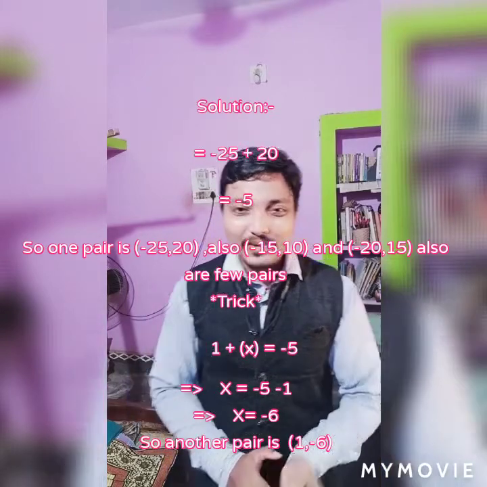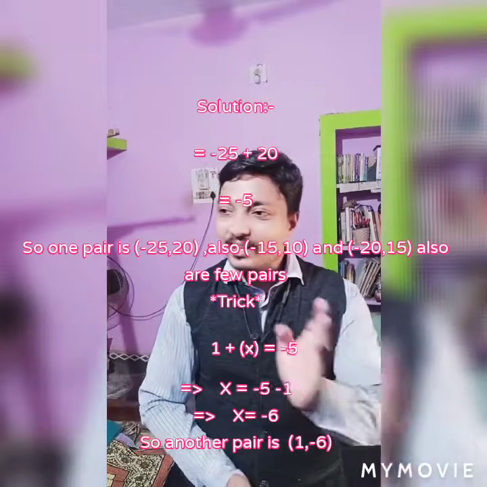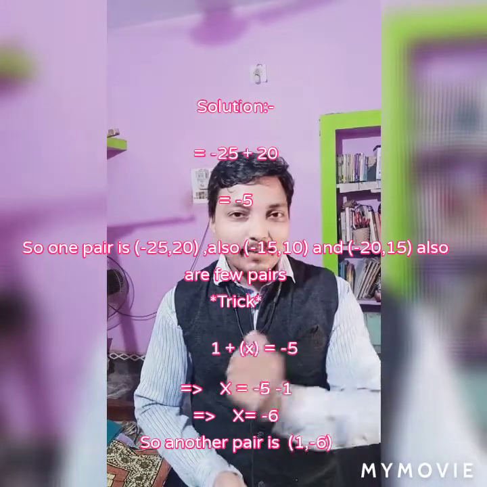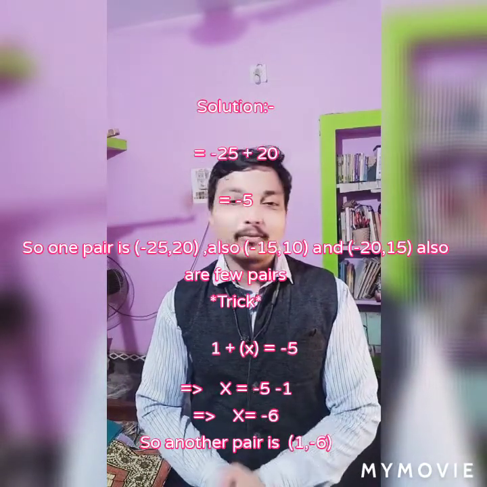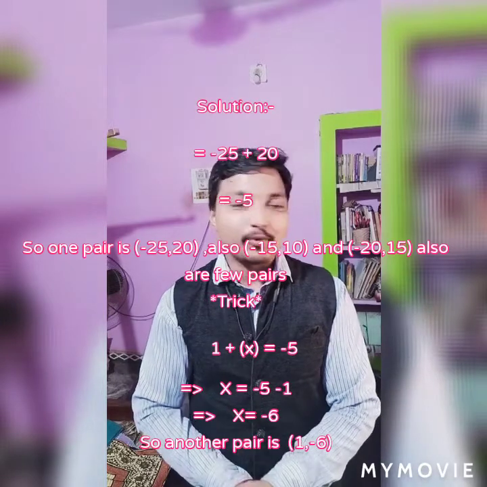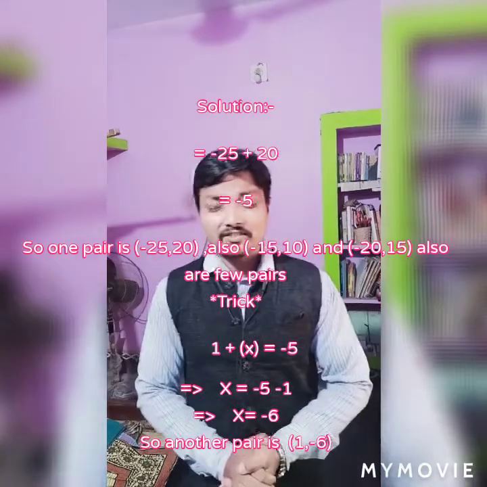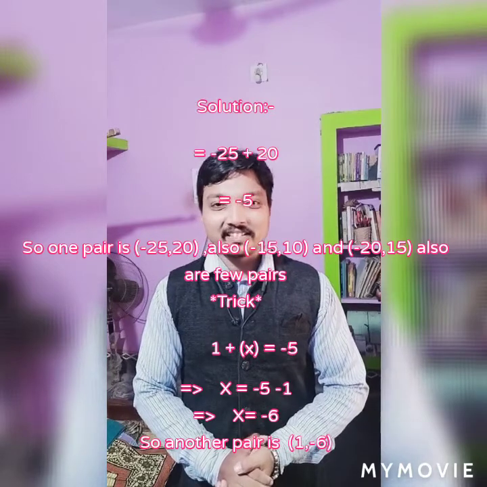Okay, so the first one is a negative integer, and the other one is a positive integer. Whenever we add both, the sum will be -5. So here I am showing one. Suppose the sum of the negative and positive integer is equal to -5.